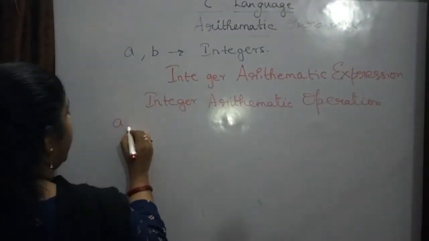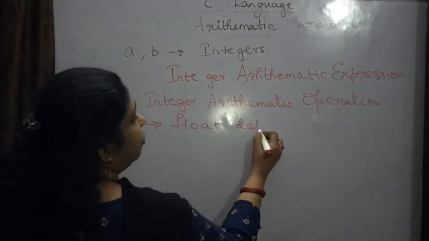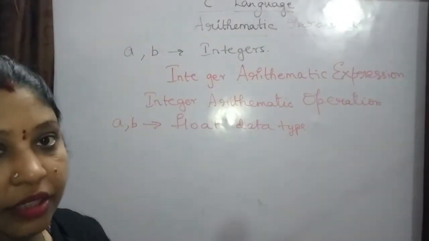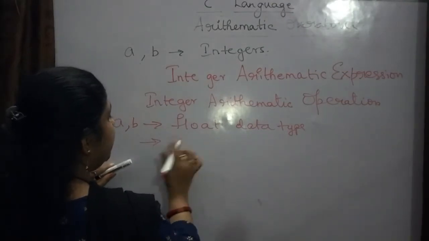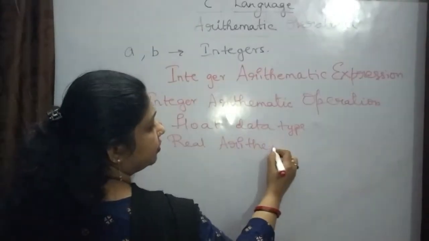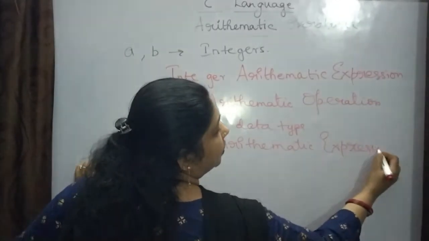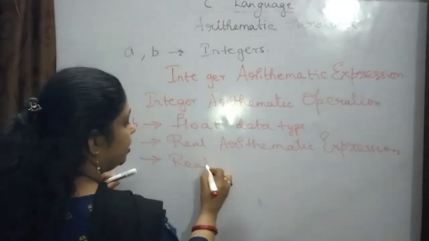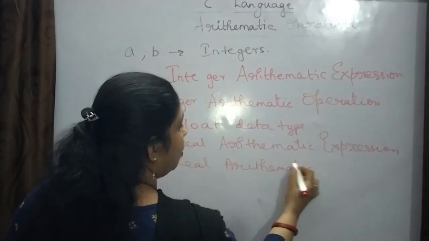Suppose A and B are float data type. What are these A and B? A and B are the operands. Then the expression you will call a real arithmetic expression, and that particular operation is called a real arithmetic operation.